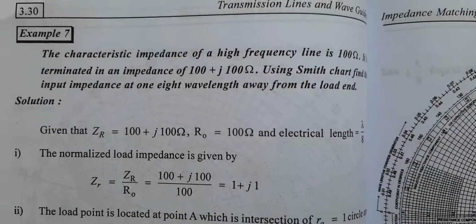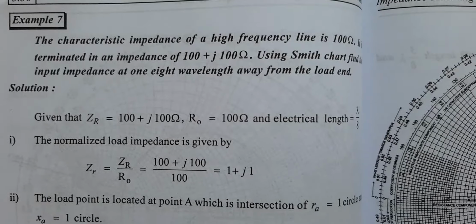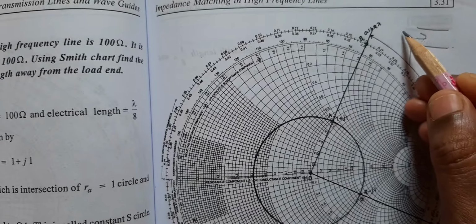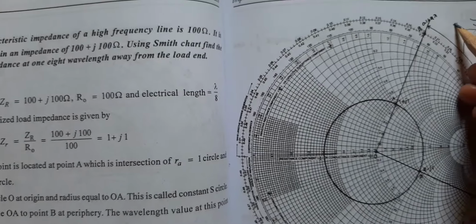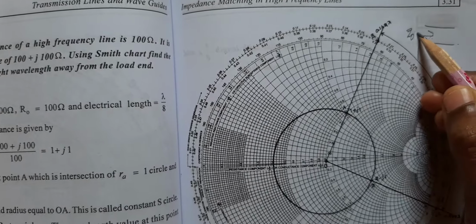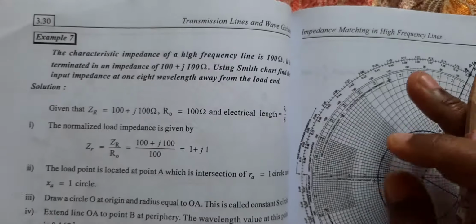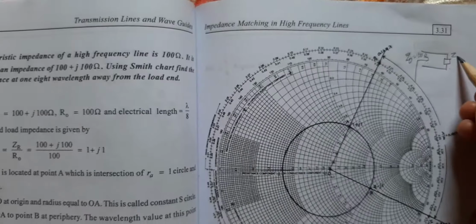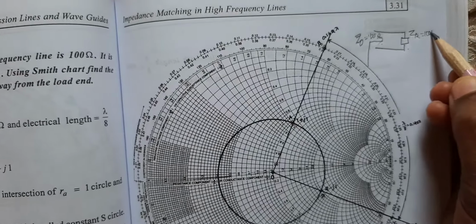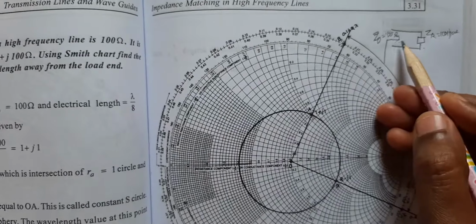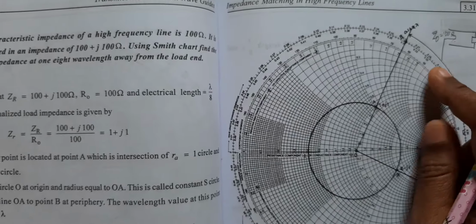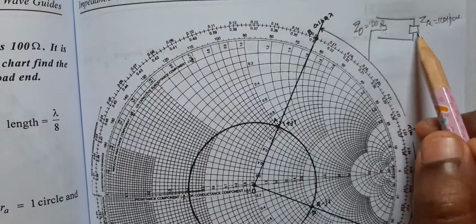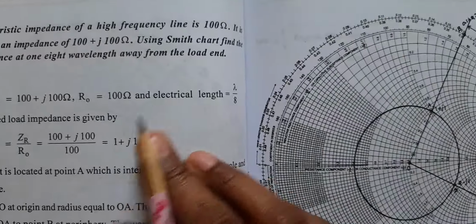Okay, so here they are given this transmission line. Here there's a terminating impedance. The characteristic impedance is not equal to 100 ohm, which is terminated by the terminating impedance, that is the load. The load value is equal to 100 plus j100 ohm. Can you understand? So this transmission line has the characteristic impedance Z0 of 100 ohm, which is terminated, that is the load value is ZR, and using Smith chart.